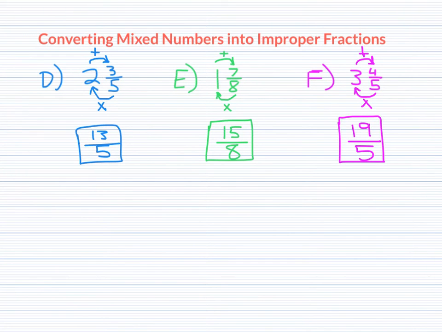Multiply the denominator by the whole number, add it to the numerator, and we're going to get the right answer every time.